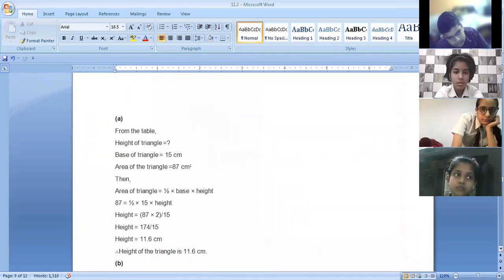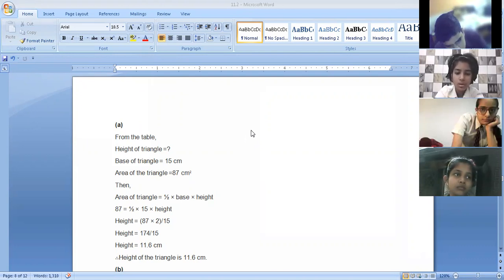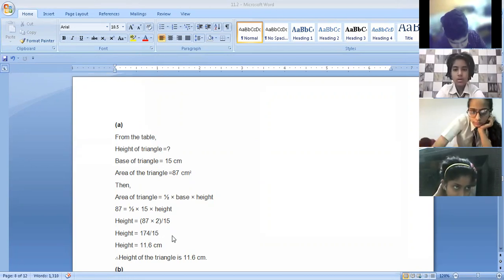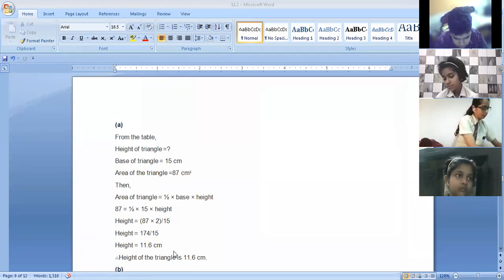Now, next question is same as question number 3 that you have done. Here the formula will only change: the area of the triangle is half into base into height. Table you will be drawing as it is. Height is missing in the first part. Use this formula. Half into base into height, 87 into 2 divided by 5. So you will be getting, yes, Swastik, right answer, 11.6 centimeters. Start solving, children.